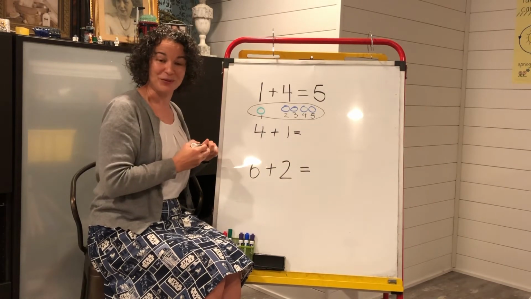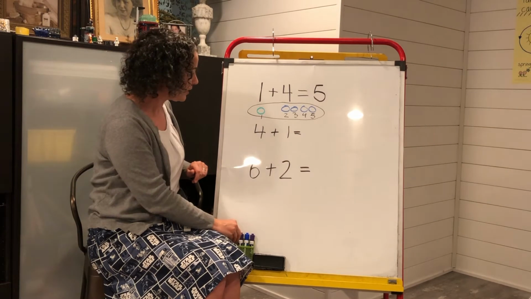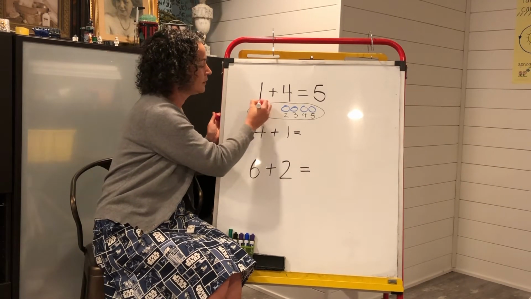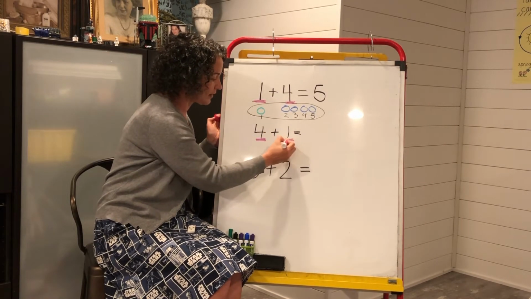Oh, you know what it equals. That's because you're very smart. Pretend you don't know, my friends. So here's my addends. Here's 1, and here's 4, and we switched the order. We made 4 first, and we made 1 second.